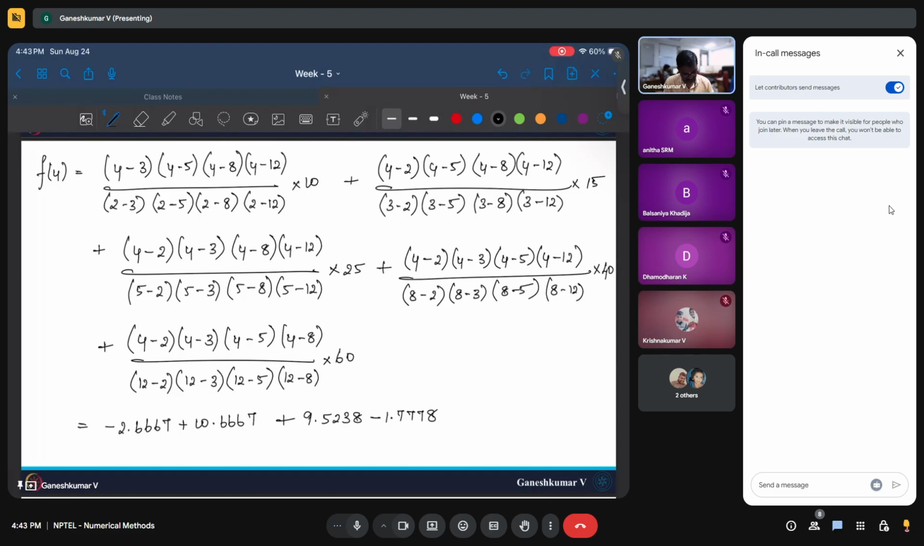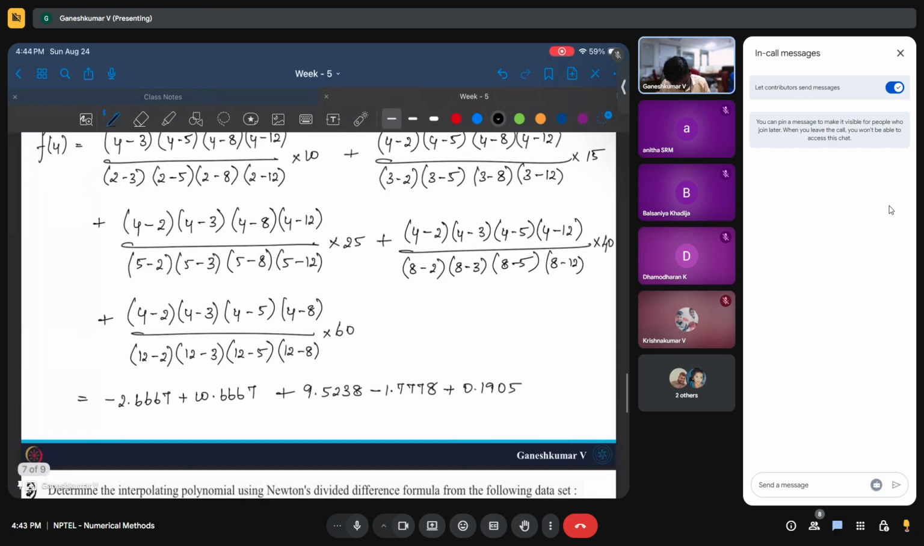Into 60 plus 0.1905. Okay, moment of truth. Minus 2.667 plus 10.6667, 9.5238 is 1.778, 0.1905. Okay, so certainly there is some mistake. So this has to be 20. Okay, there might be some mistake in this.